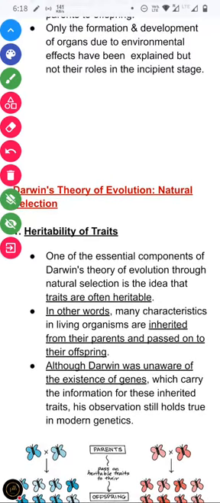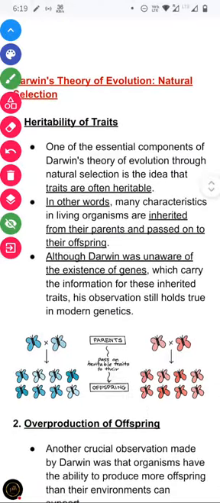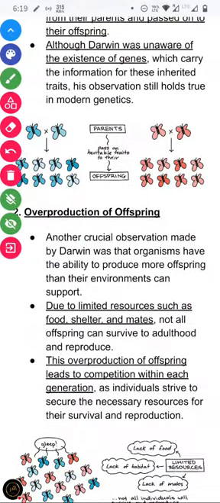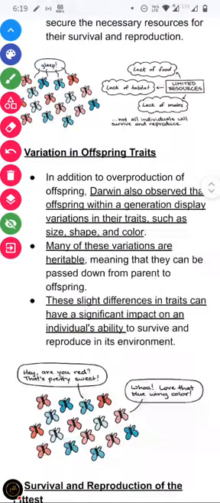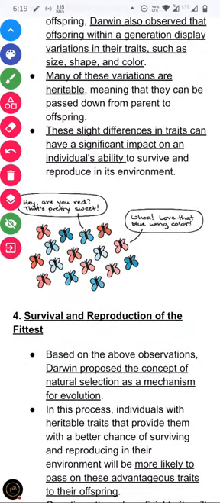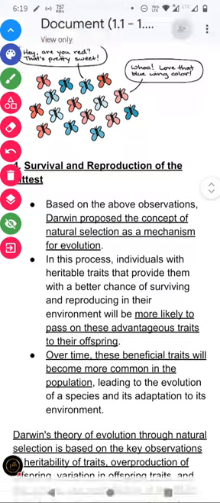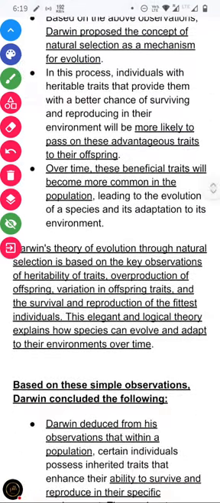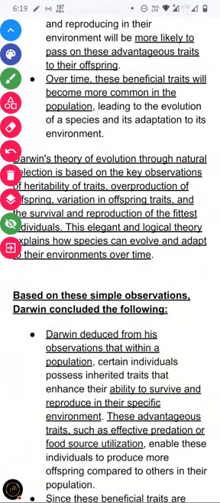These are the four cardinal points of Darwin's theory of evolution, that is natural selection. First was the heritability of traits. Don't worry, I will show you everything of this anthropology optional. Second is overproduction of offspring. Third is variation of offspring traits, and the survival and reproduction of the fittest. It means the world is ongoing by survival of the fittest, and without it nothing can survive on this planet.